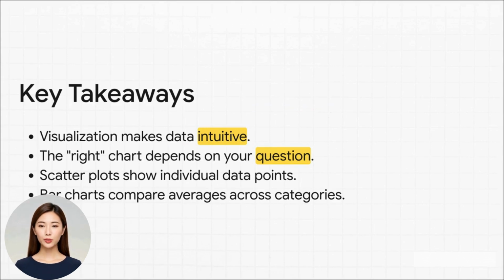So, let's wrap this up. What are the big takeaways here? First, visualizing your data is how you turn a confusing mess of numbers into a clear story. But second, and this is the most important lesson for today, choosing the right kind of chart is everything. It totally depends on what question you're trying to answer. The scatter plot, it was okay for seeing the whole range of data, but the bar chart, that was the perfect tool for comparing the averages and getting us that one simple answer we were looking for.